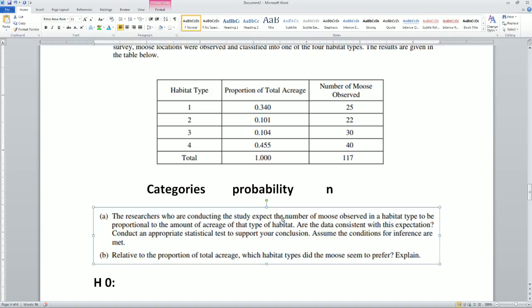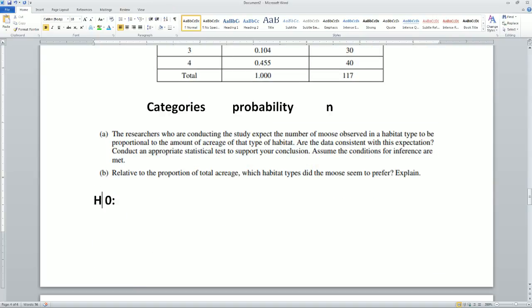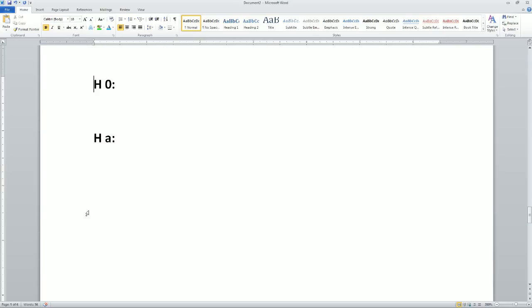Where is it? The study, right here. Here's the keyword: the study expects the number of moose observed in a habitat to be proportional to the amount of acreage of the type of habitat. Keyword: proportional. Proportion. Goodness of fit. Can you just pick out that word? That's why I'm trying to get you to see the words.